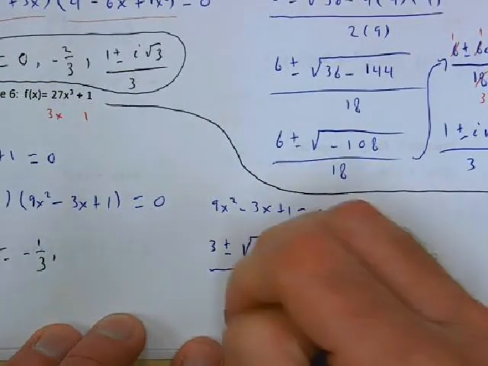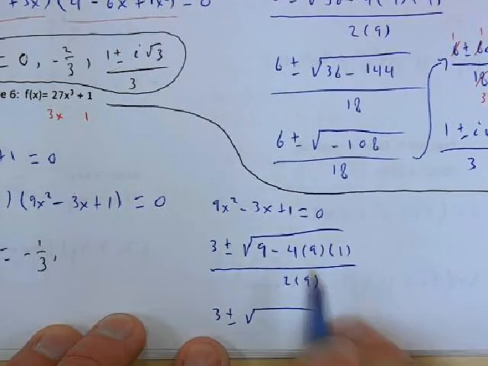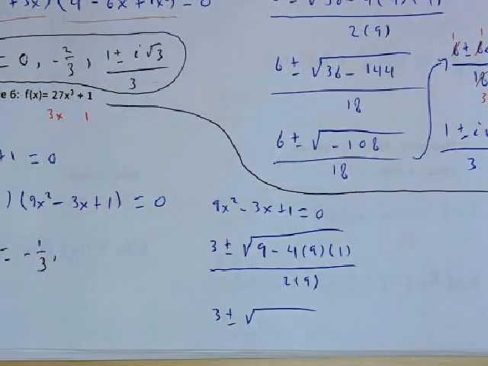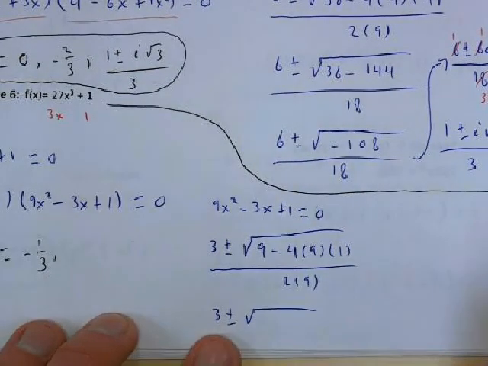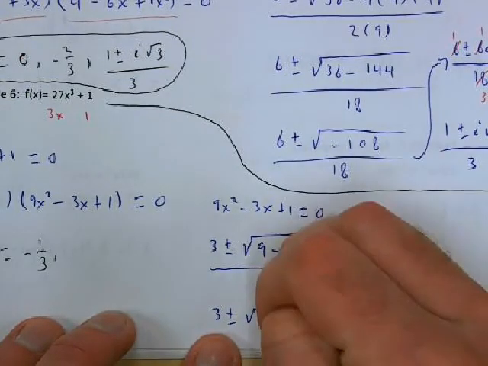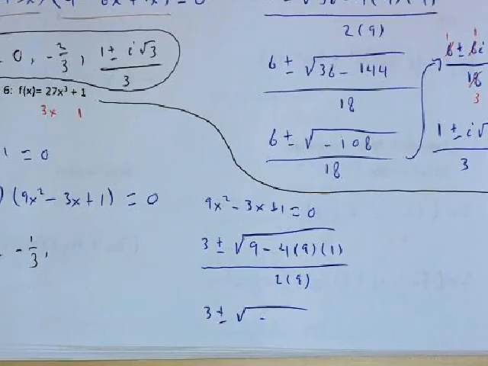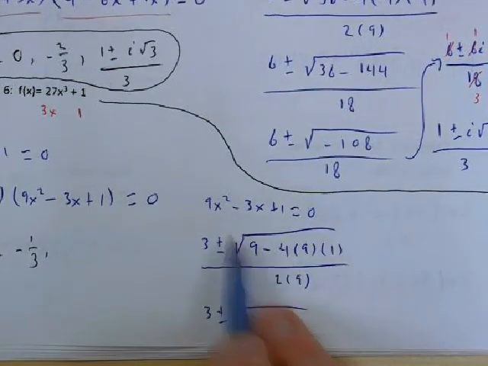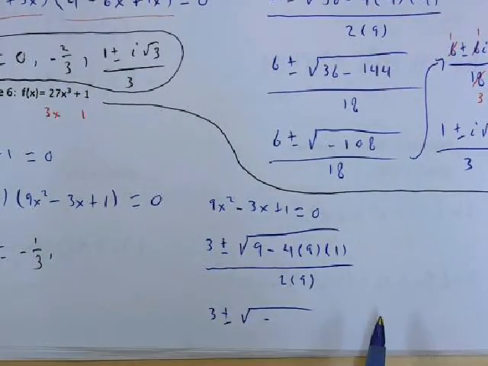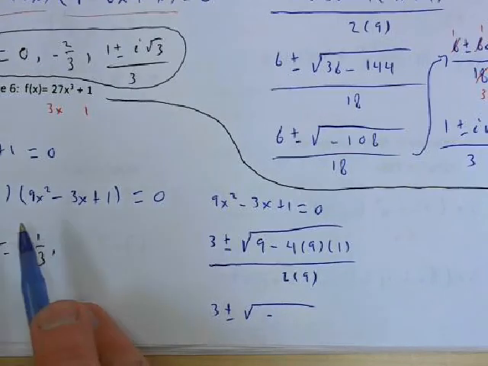Okay, so we're going to get 3 plus or minus the square root of, let's see, 4 times 9 is 36. 9 minus 36, brain fart, just making sure, is negative 27. Check one thing for AC. Sorry about this, guys. I want to make sure I didn't make a mistake.